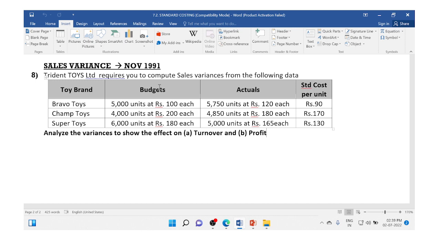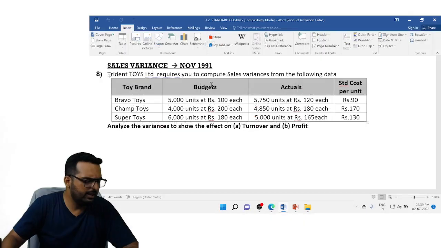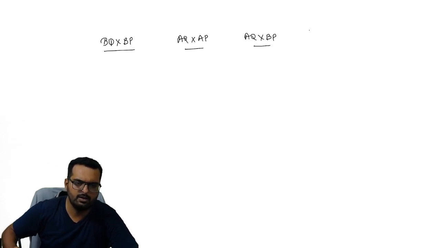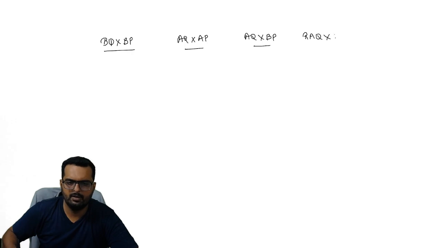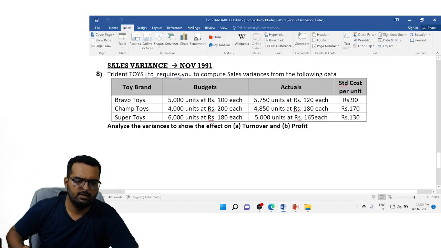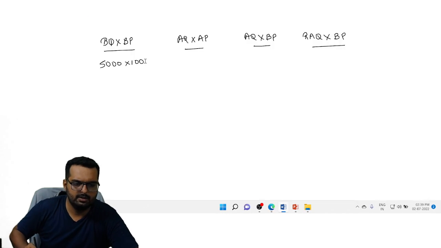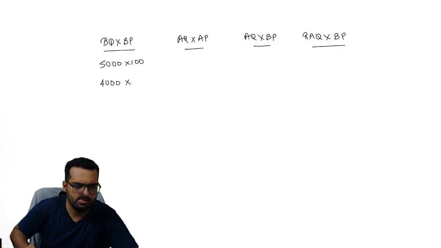Okay, I'll do that. I'll do it on the board, friends. If you're finding it difficult, I'll do it on the board. Okay. This will be 5,000 into 100. 4,000 into 200.